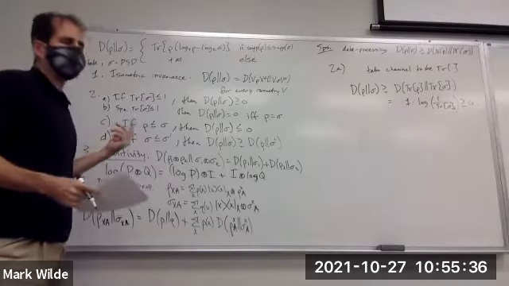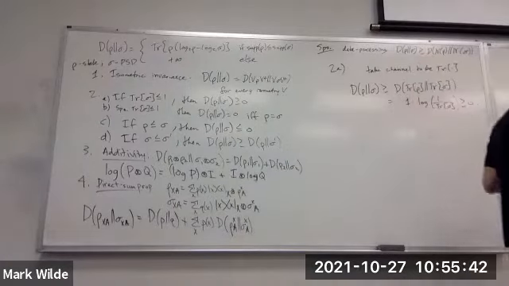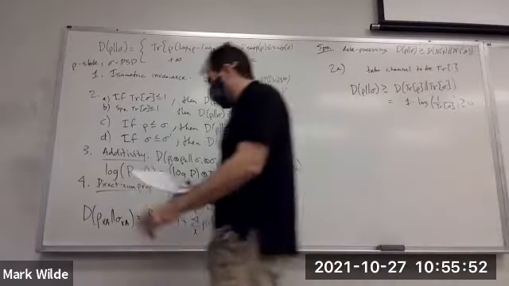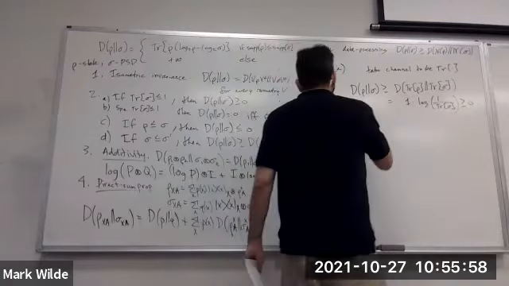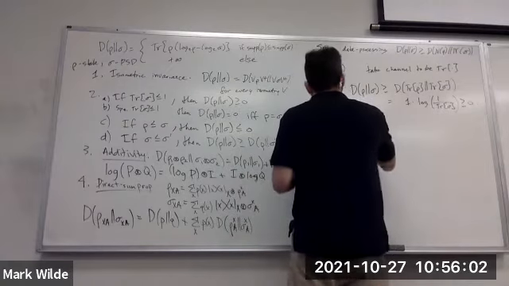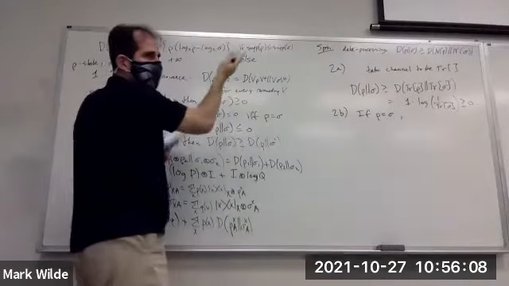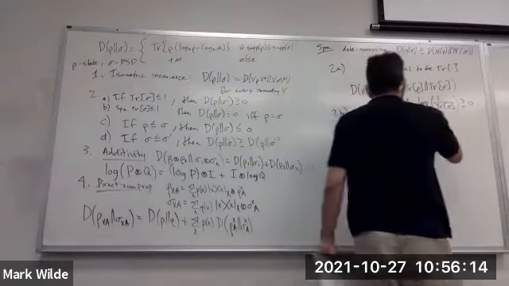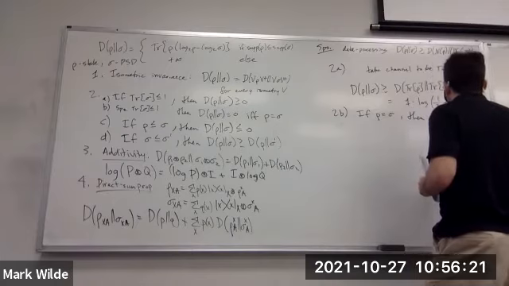2B. I thought really hard about how to prove this from data processing, and I couldn't figure it out. I know that if you have the equality conditions for when data processing is saturated, then you could use that, but that's a bit beyond the scope of what I wanted to get into. So there's a different way to prove this. One way is simple. For 2B, if rho equals sigma, plug in the formula and you get 0, right? Log rho minus log rho is 0. So you immediately get that the relative entropy of rho and sigma is 0.